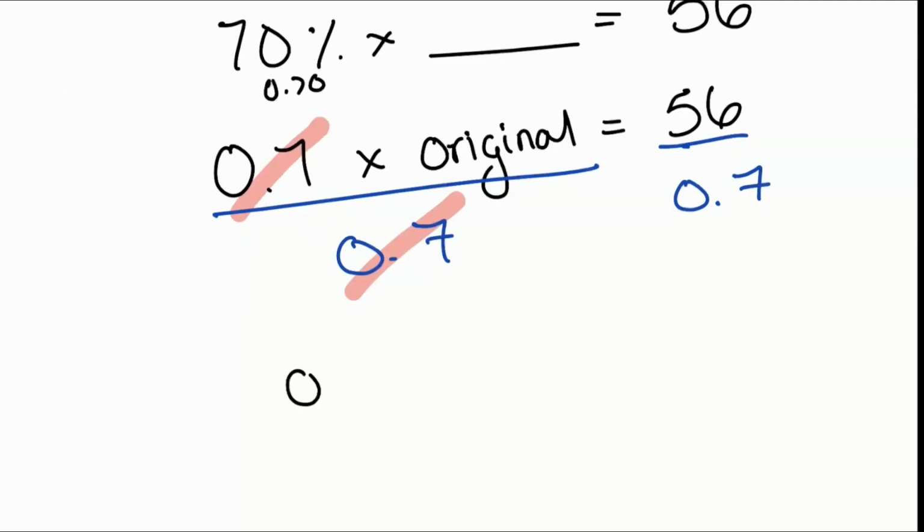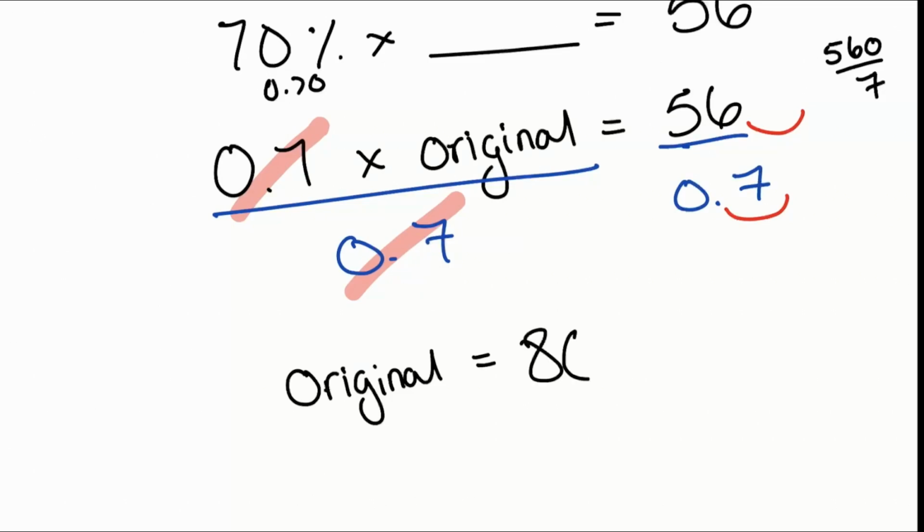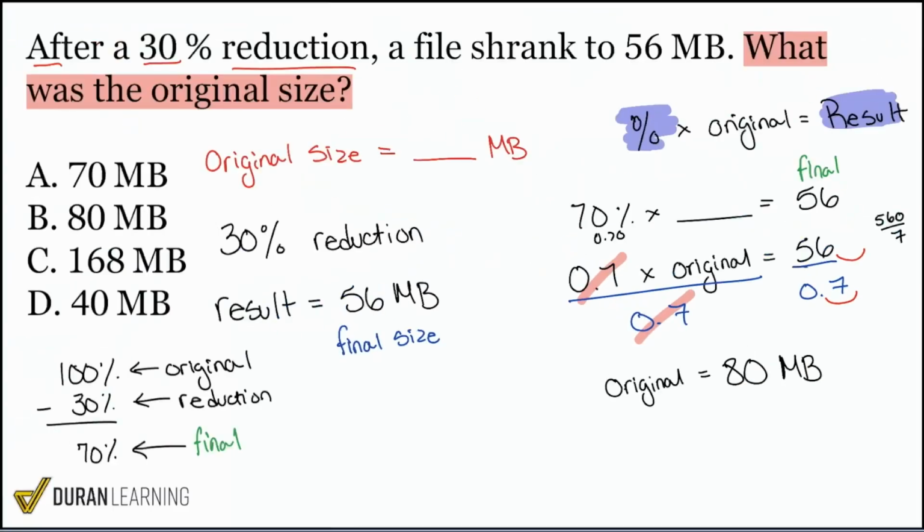And our original value right here, we can just use our little decimal rule right away by moving it to the right once and then to the right once over here too. So what we now have is 560 divided by 7. 560 divided by 7, that's going to be 8 with a 0 at the end, which is 80. So the original file size is 80 megabytes. That is the original file size right there, B, 80 megabytes.